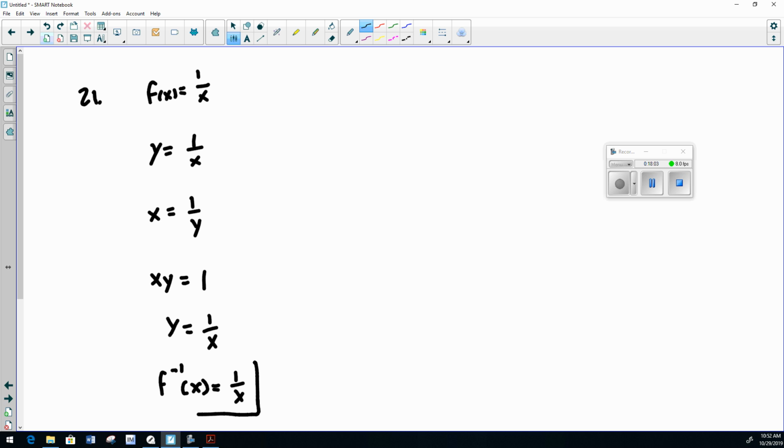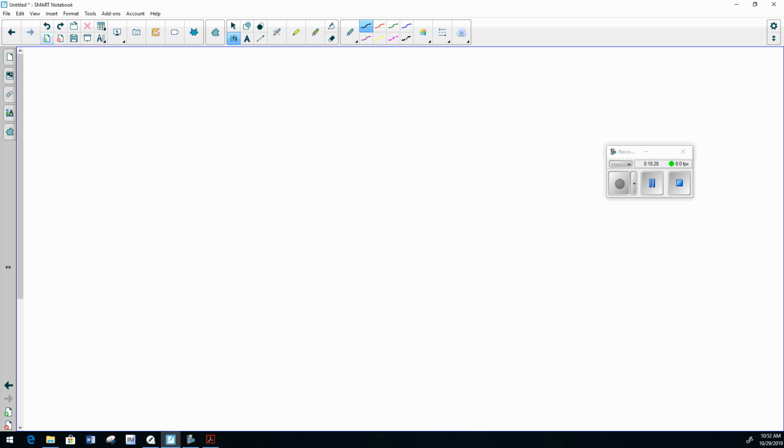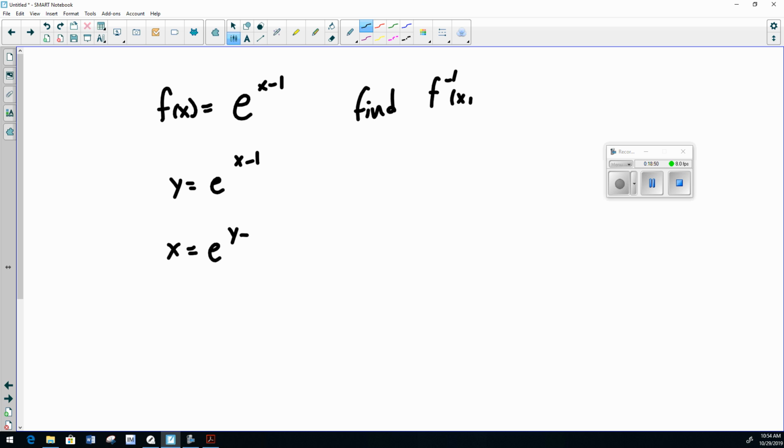Okay, let's do something you guys are not good at. Go back to your notes. Okay, so y equals e^(x-1). x equals e^(y-1). And for me to solve for the new y, it's trapped, right? I can't access it. So I can ln both sides. ln of x. Who remembers the ln of e? Drops off. So 1 plus ln of x is the answer. f inverse of x equals 1 plus ln of x.